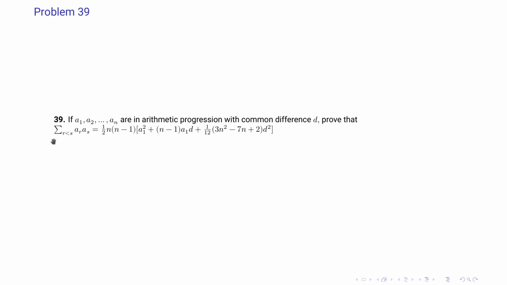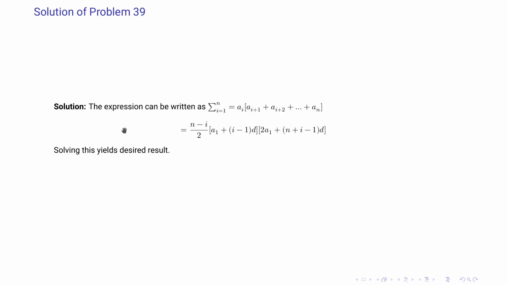So if we pick A1, then AS would be A2, and then A1A3, and then A1A4 up to A1An. Plus, if we pick R is equal to 2, then AS would start from A3. So A2A3 plus A2A4 plus A2A5 and so on. So we can write this expression as the sum over i from 1 to n of Ai into (Ai+1 plus Ai+2 up to An).